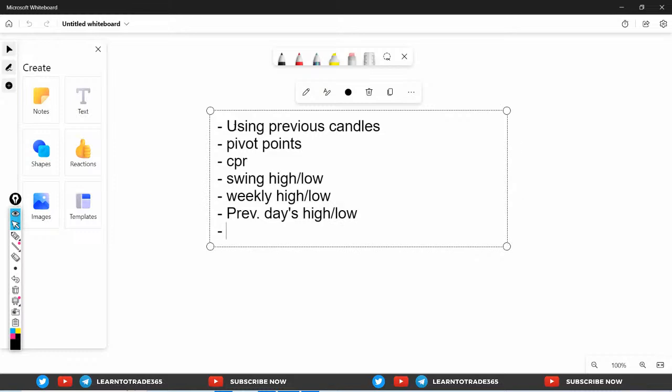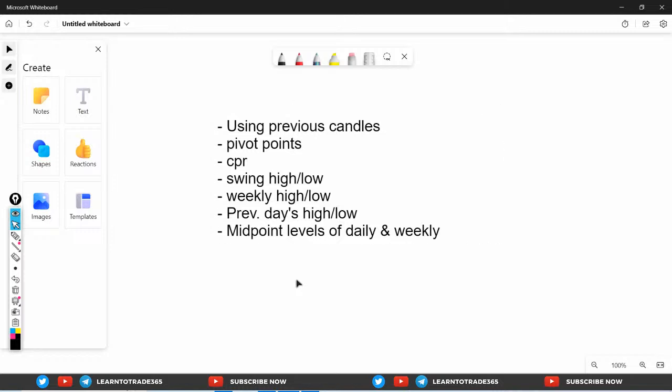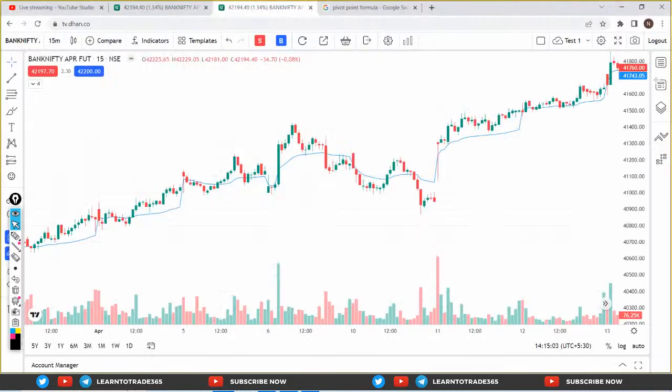Okay, and also if required the midpoint. I don't know how many are aware of this midpoint concept. Midpoint means any trading session's middle point is called the midpoint level, of daily and weekly. Okay, these are a few commonly used reference levels in the form of support and resistance. We can use them as reference levels in our regular trading.